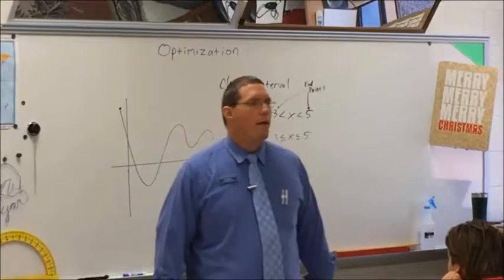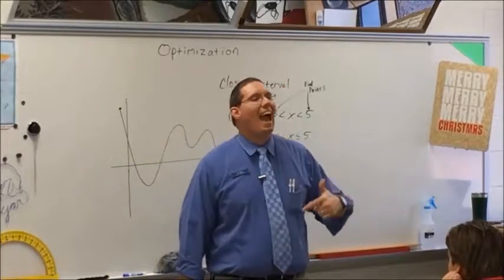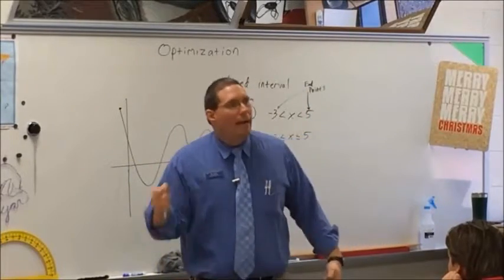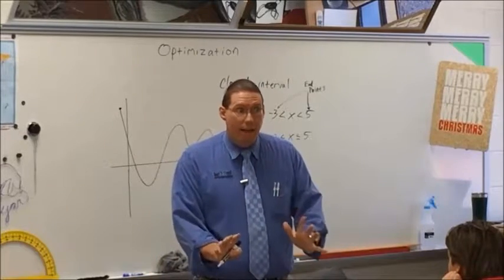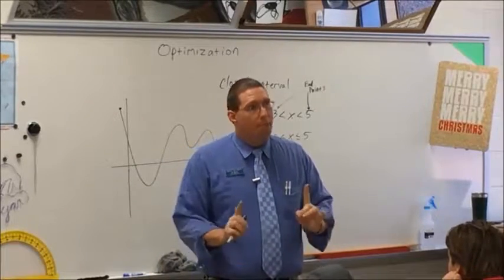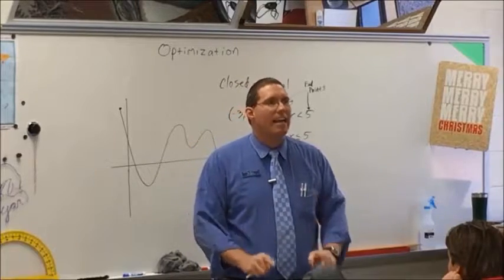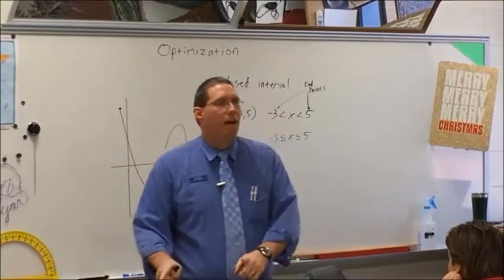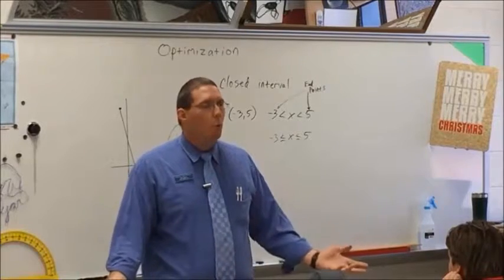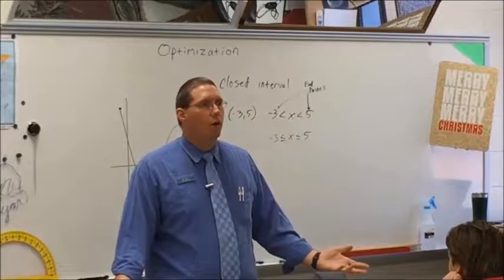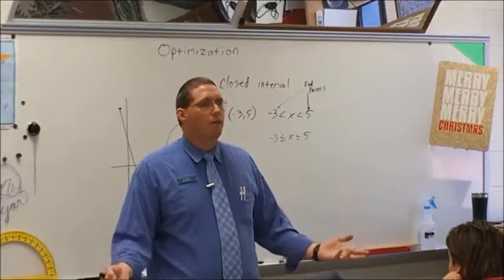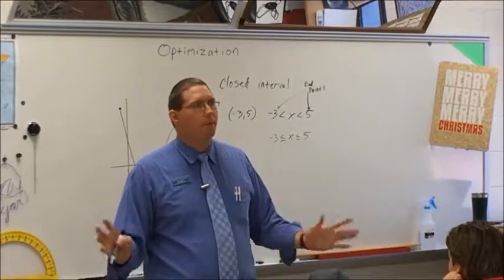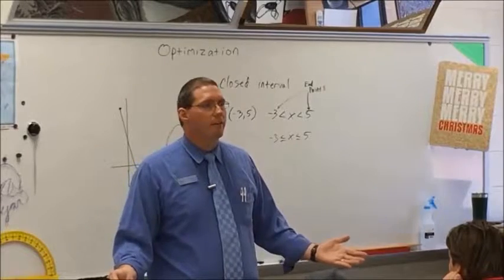Does that make sense? Therefore, we cannot nail down that number. We know it exists. We know it's right next to -3. But because we cannot explicitly identify the number, it can't be called a maximum or minimum. Or we can't call it the beginning or the end. Sorry, we'll get to the maximum and minimum in a minute. We can't call it the beginning of the interval.